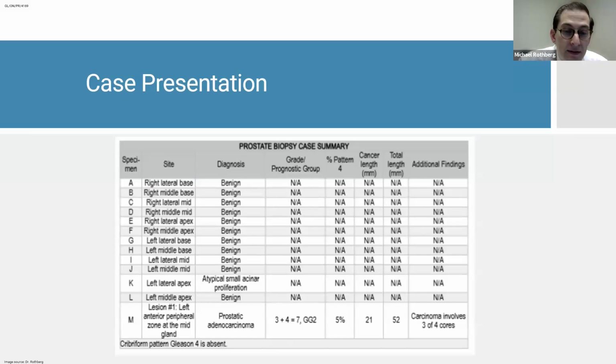Our pathologists, we work really closely with them. They also help us by giving us quantification of pattern 4, not only as a percentile of the amount of cancer that's present in a given core, but also they calculate the total cancer length and then the total length of tissue that's submitted for biopsy cores as well. This, again, helps with more contemporary risk stratification, knowing that there is evolving evidence to suggest that perhaps different means of quantifying the amount of pattern 4 present in a given biopsy may serve more accurate prognostic roles.